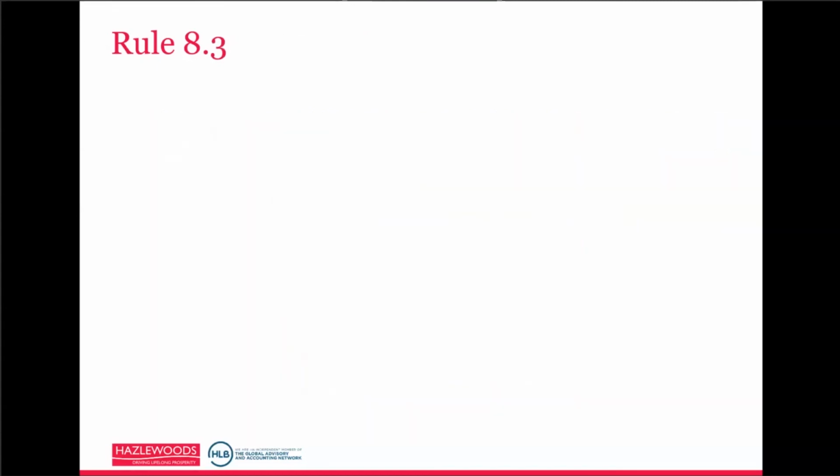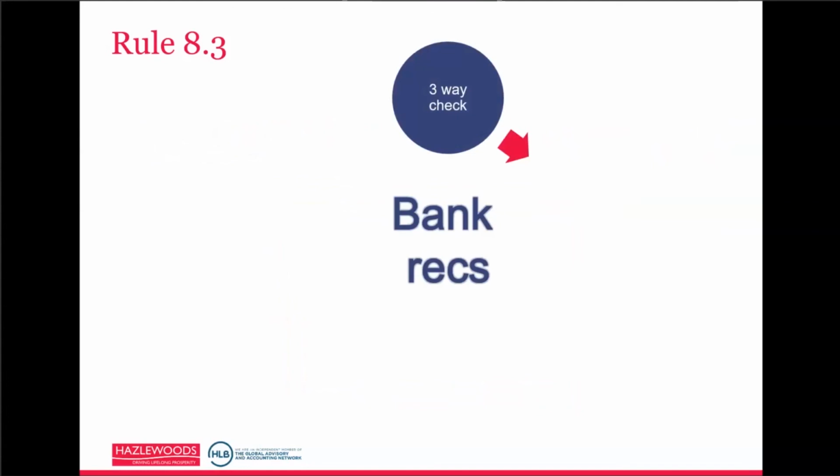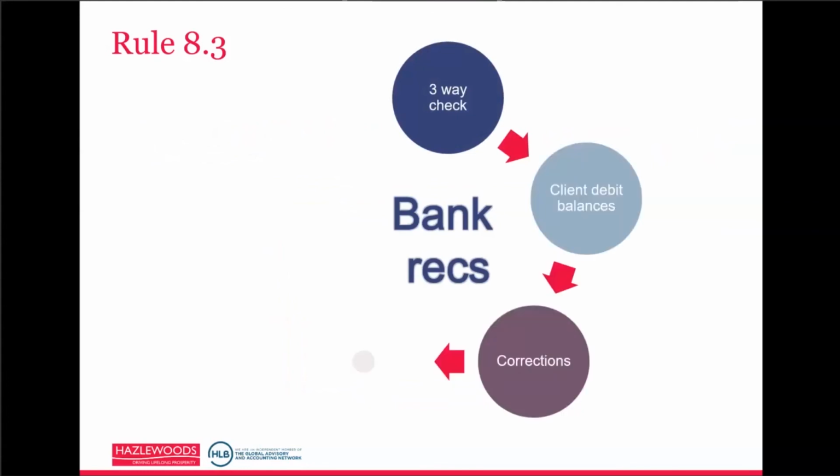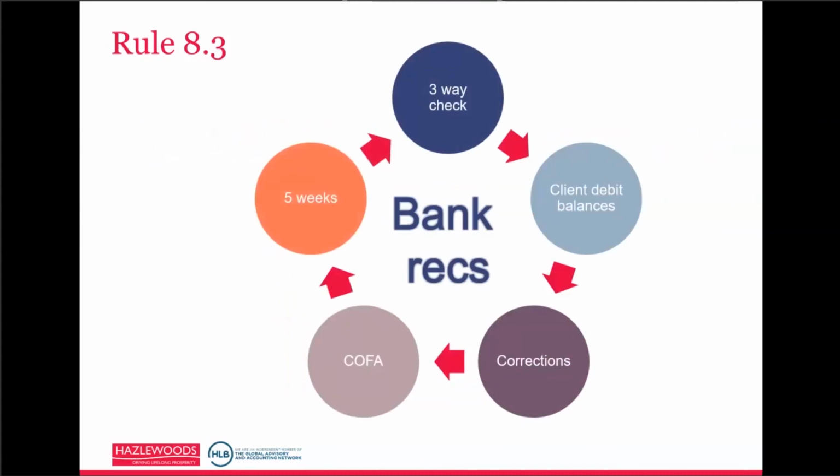Rule 8.3 covers bank reconciliations. It says that you complete at least every 5 weeks, for all client accounts held or operated by you, a reconciliation of the bank or building society statement balance with the cash book balance and the client ledger total, a record of which must be signed off by the COFA or a manager of the firm. You should promptly investigate and resolve any differences shown by the reconciliation.